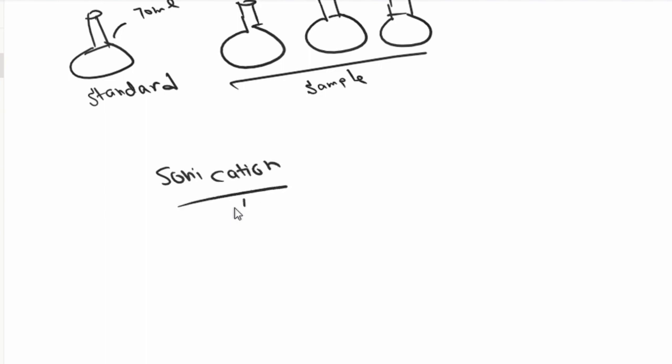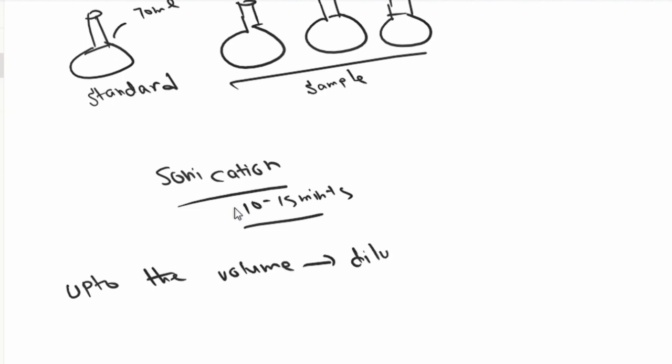Sonicate for 10 to 15 minutes. Then after sonication, you have to fill up to the volume with diluent. In this case, I mentioned there's water and methanol. So say this was up to the level of 70 ml. Then if you fill that up with the diluent, that becomes 100 ml.